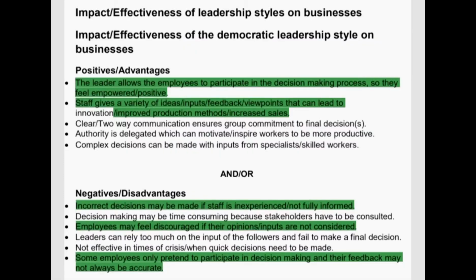Then the last one that you must know when it comes to negative impact: some employees only pretend to participate in decision making, and their feedback may not always be accurate. You may sit with the employees in a meeting pretending as if their mind is there, all to find out that they are not there, and their feedback will always be not accurate.